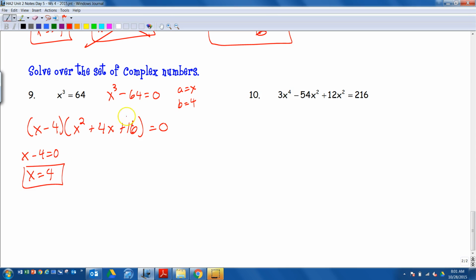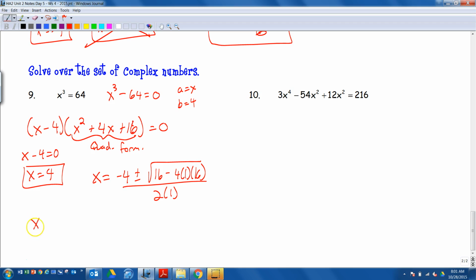However, I want the imaginary pieces too, and remember what I always said about these. When you factor, this is not factorable, so again we're going to do quadratic formula. You could also on this one use completing the square if you wanted to. x equals opposite b plus or minus the square root b squared minus 4 times 1 times 16 all over 2 times 1.